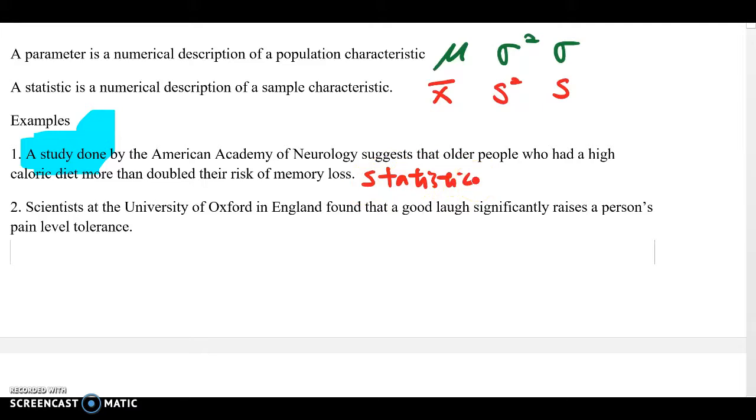Number 2. Scientists at the University of Oxford in England found that a good laugh significantly raised a person's pain level tolerance. In this case, it generalizes to the entire set, because the scientists found it, but there's no such sample statistic. So this one describes a parameter. Good.